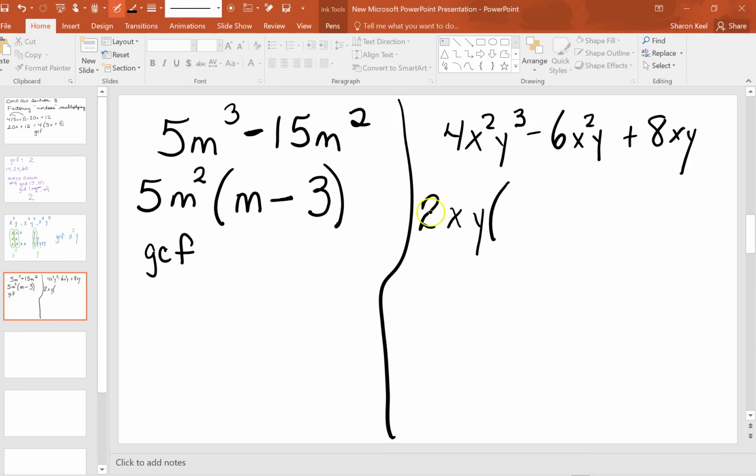So from this first term, 2 goes into 4 twice. When I take 1x away from 2, I'm left with 1. 1y from 3 leaves me with a y squared. Then I have my minus. 2 goes into 6 3 times. The x from 2 leaves me with 1, and the single y cancels out. The 2 goes into the 8, positive 4. My single x's cancel, my single y's cancel out. And that would be my final solution.